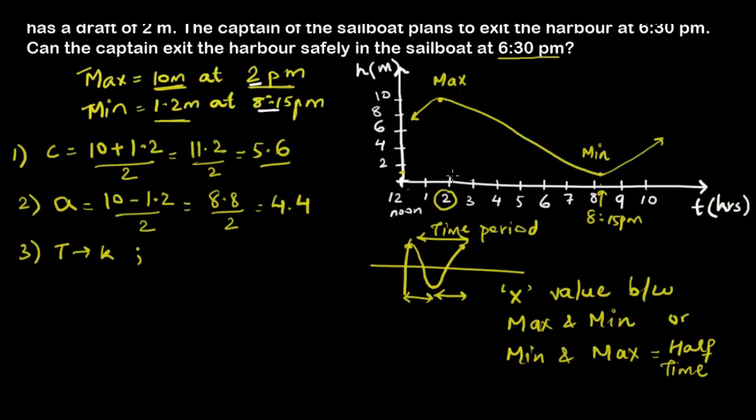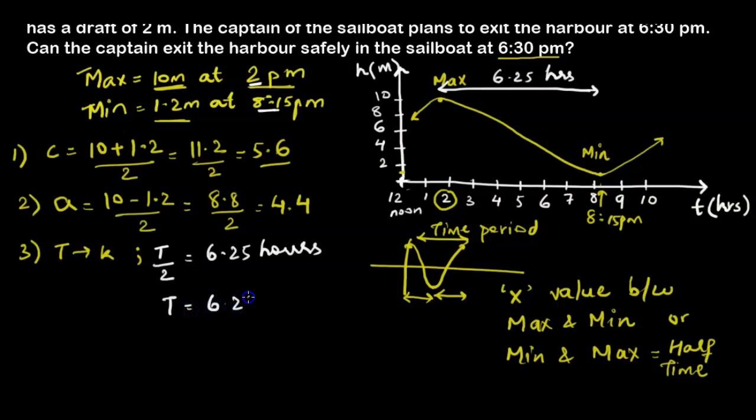6.25 hours, because 2 to 8 is 6 hours and 15 minutes is 1/4 of the full hour. So we can write it as 6.25 hours. So we know the half time period is 6.25 hours. Therefore, the full time period will be 6.25 times 2, which is going to be 12.5 hours.